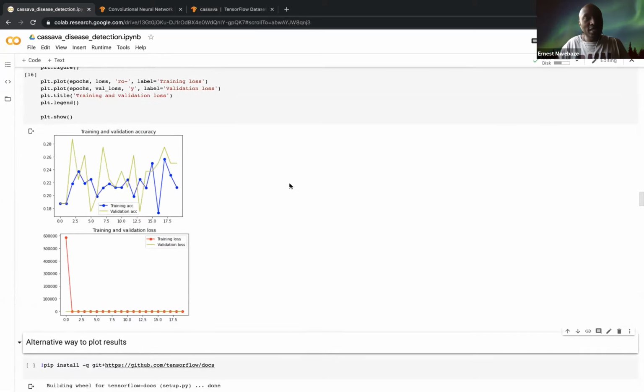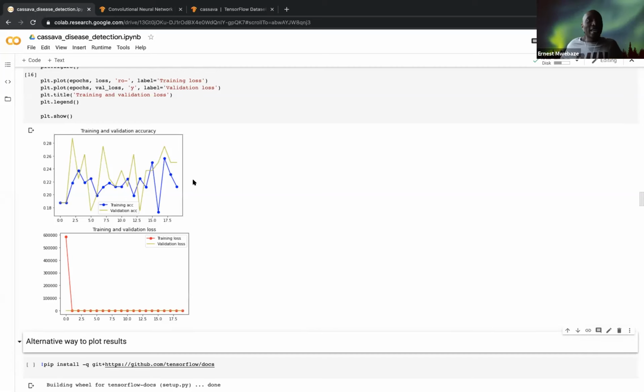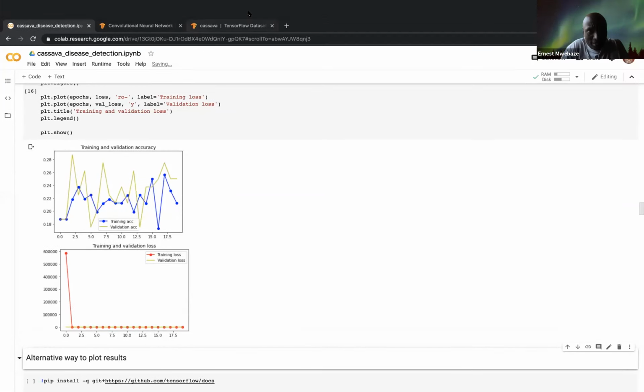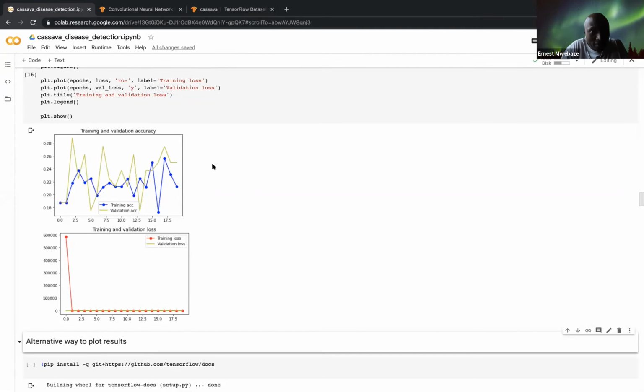You can plot the data. The training looks a bit haphazard for our 20 epochs, as you can see. The blue curve is the training accuracy, and the yellow curve is the validation accuracy. You can see the validation accuracy is going up and down. So it doesn't look like there's much training going on here.